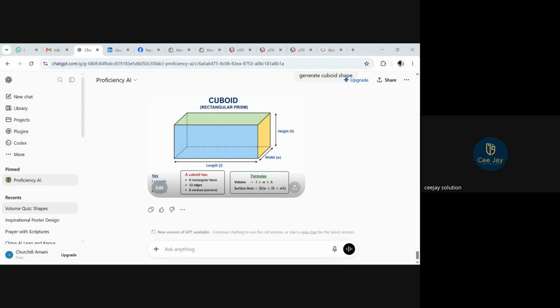Then corners, or vertices, whichever. 1, 2, 3, 4, 5, 6, 7, 8, ndio ziko 8. They are also known as corners.